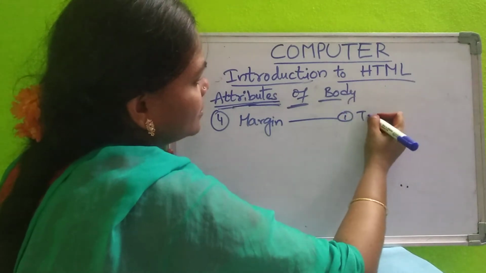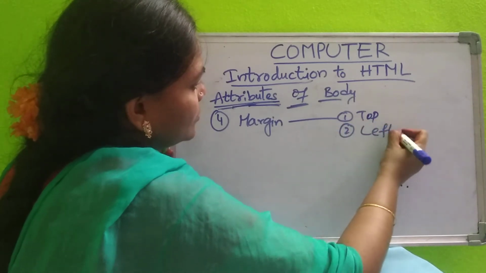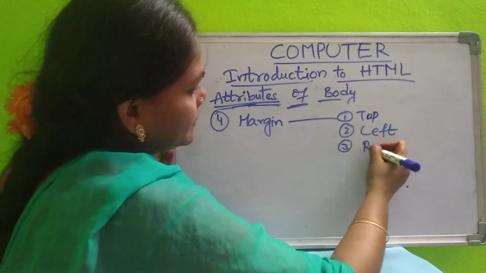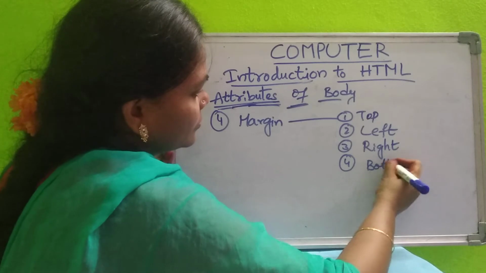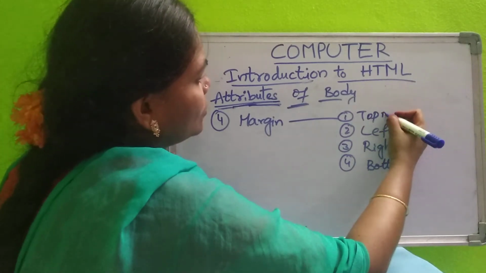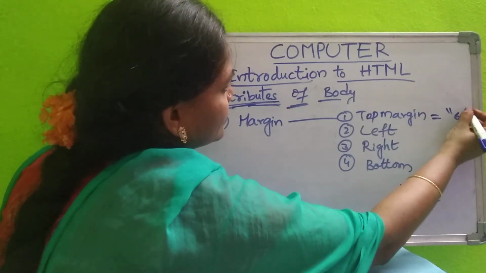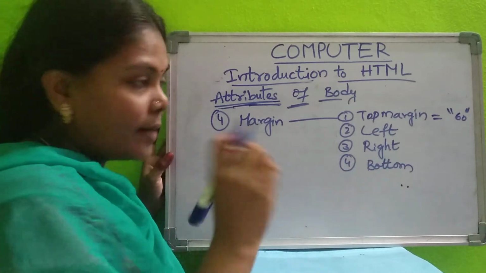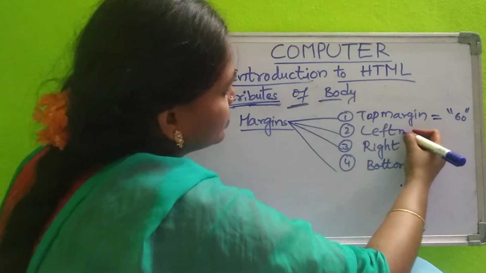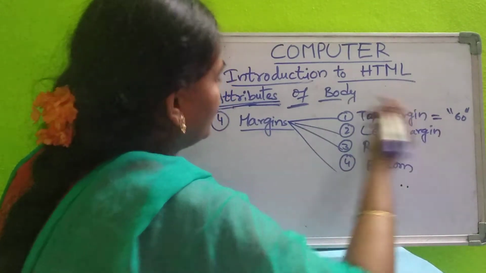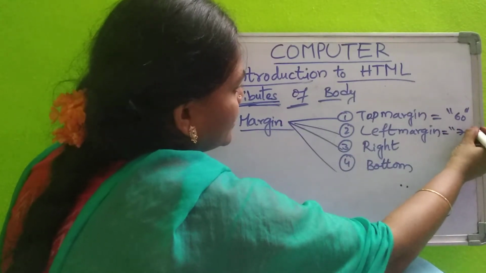So top margin, left margin, right margin, bottom margin. These are the 4 margins that we have to mention as a number. That number you have to mention in double quotes. Only margin attribute, no margins. Only margin attribute equals to some 70, like that.